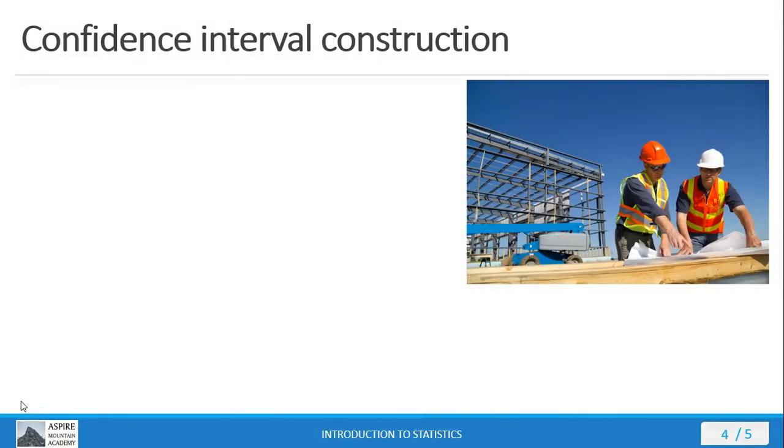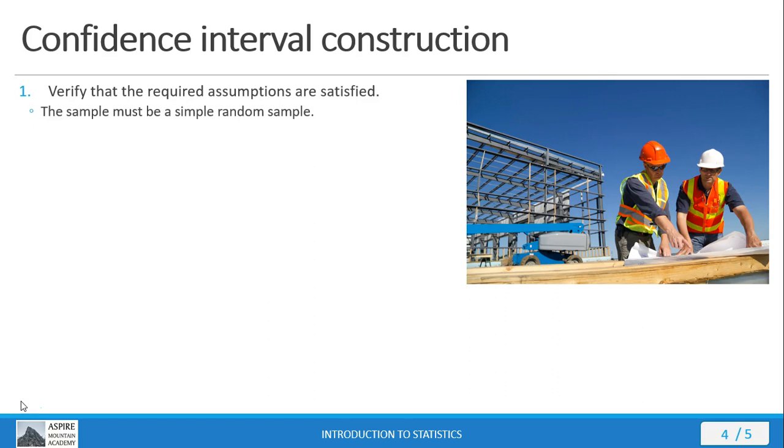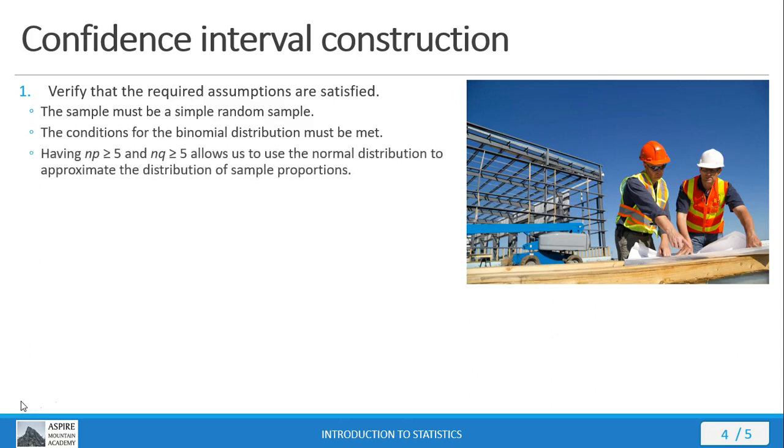Let's review quickly the steps for constructing a confidence interval. First, we're going to check to make sure our assumptions are satisfied. So the sample must be a simple random sample. The conditions for the binomial distribution must be met. And we must have at least 5 successes and 5 failures. The reason why that's an assumption that we're making is because it allows us to use the normal distribution to approximate the distribution of sample proportions.